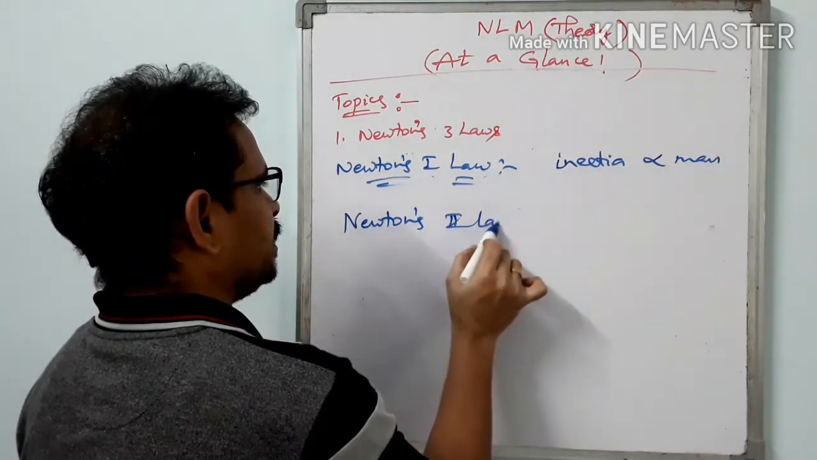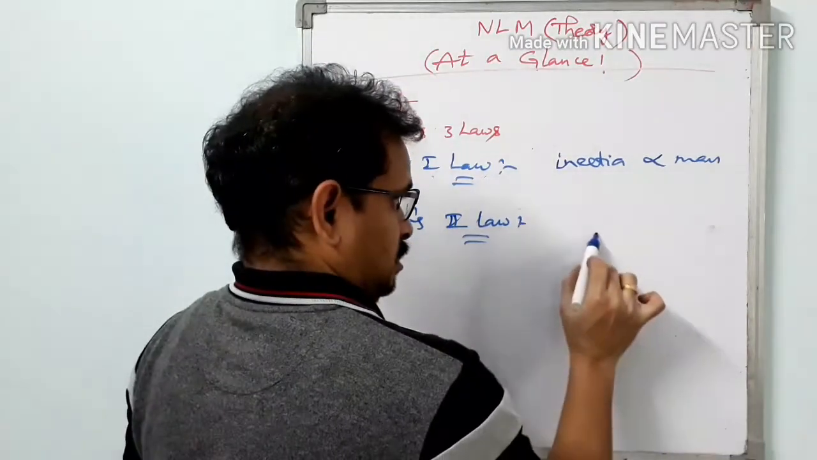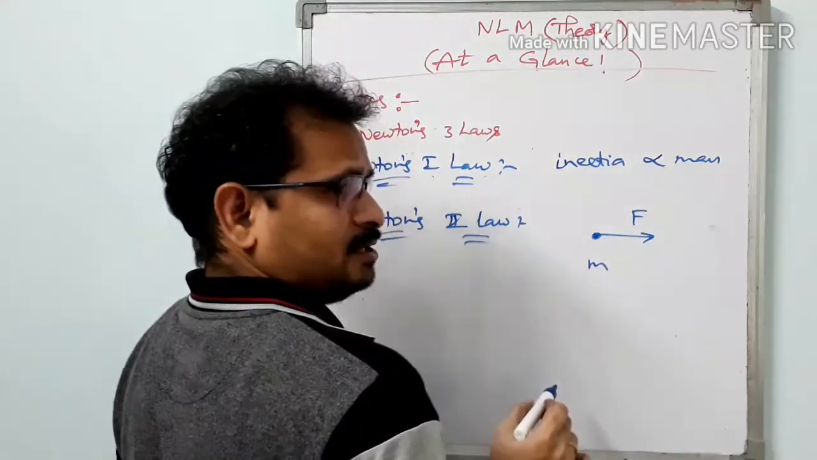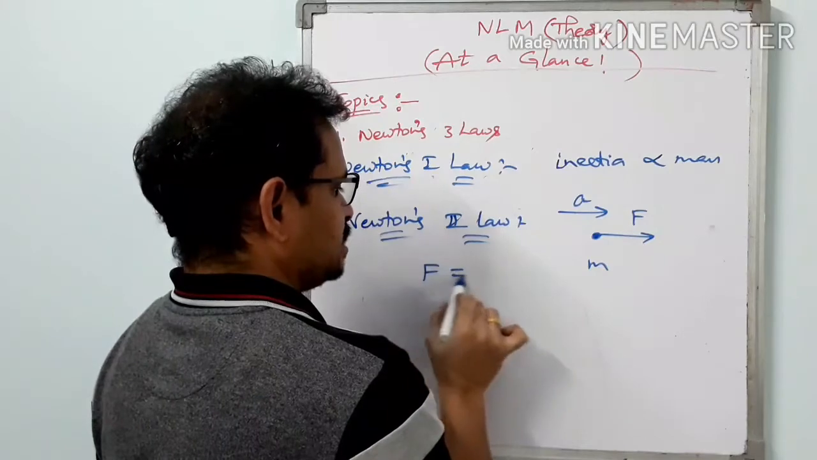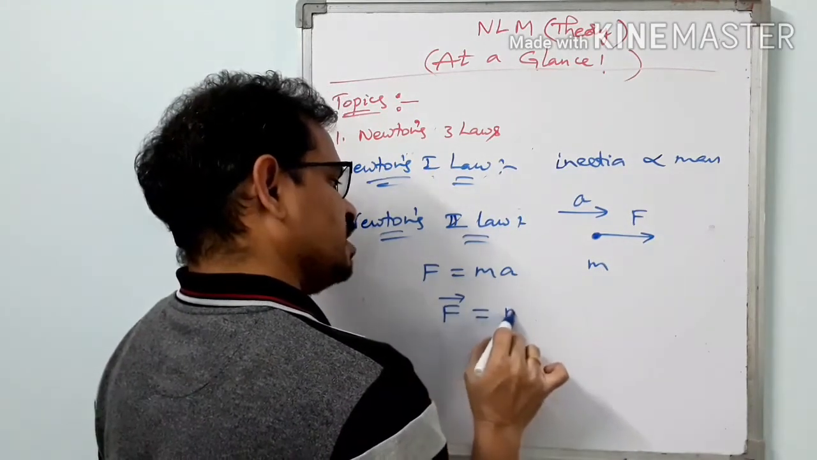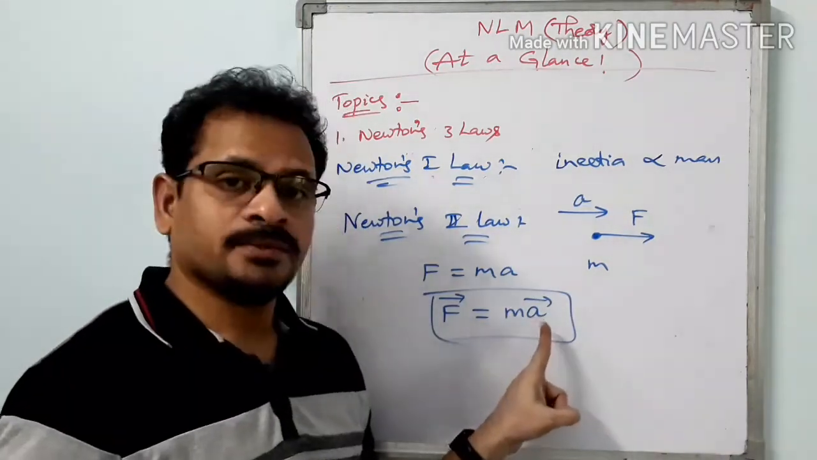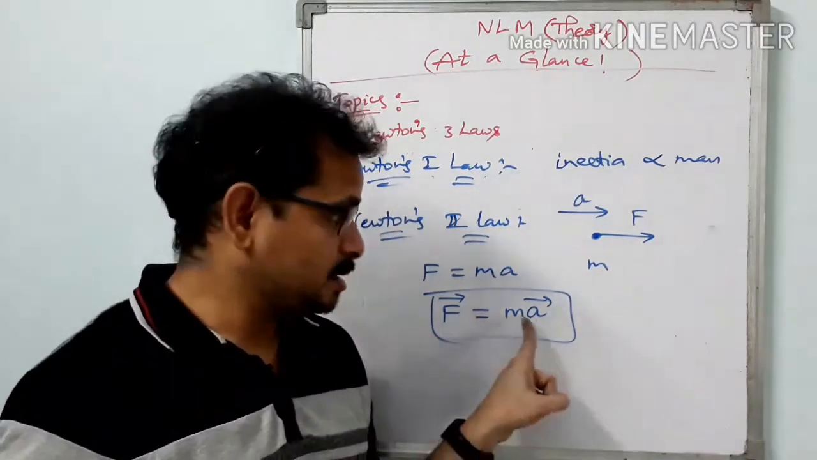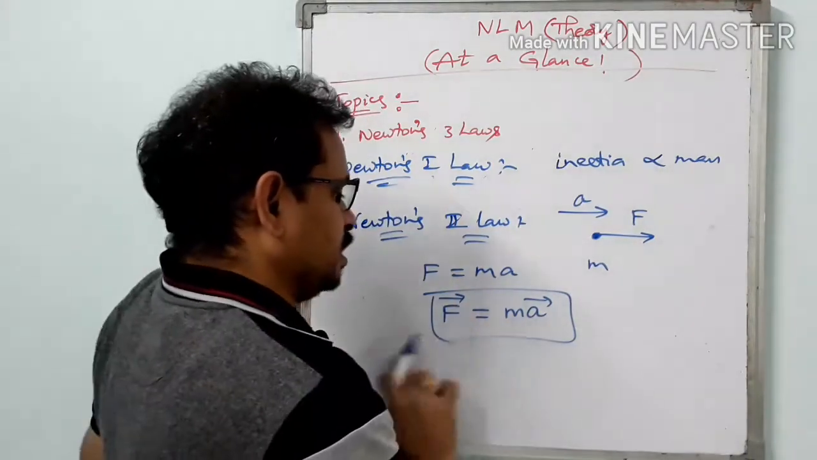Newton's second law. What is Newton's second law? If a mass m is there, and a force F is acting on that mass m, it produces an acceleration a, which is given mathematically as F equal to ma, or vectorially as F bar equal to m a bar. The acceleration produced in the body is in the same direction as the applied force.